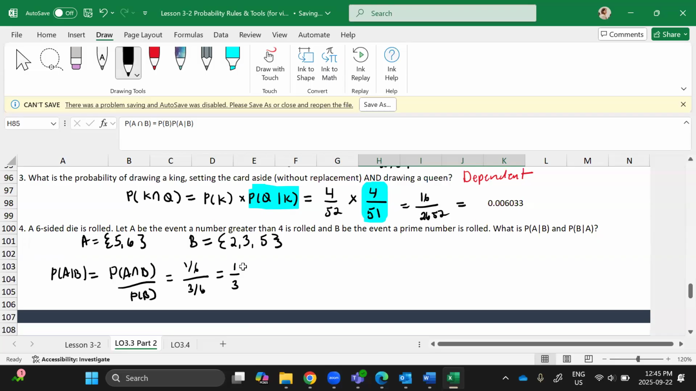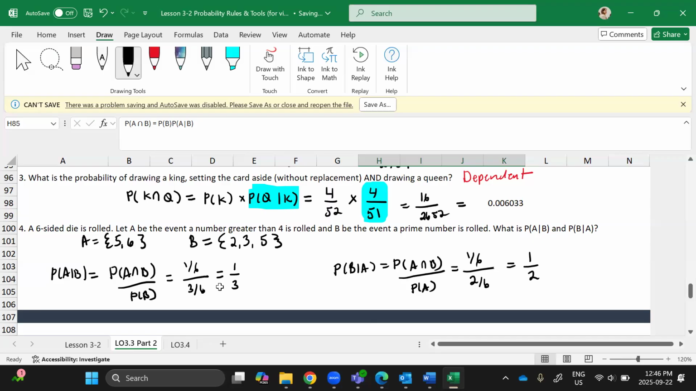If I do it the other way around, probability of B given A, again on the top, it will still be A and B occurring, but on the bottom, it's always the one after the given, so the A by itself. There's still a 1 in 6 chance of B and A happening together. It's just the 5. The probability of A happening, though, is 2 in 6. So this is a 50% chance, half instead of a third.